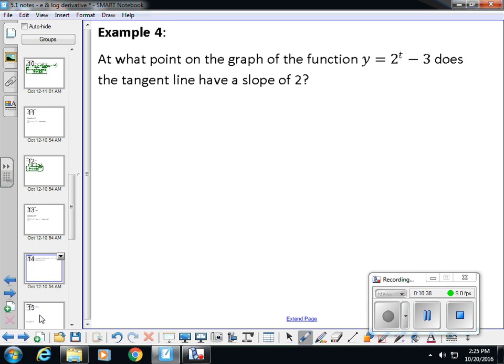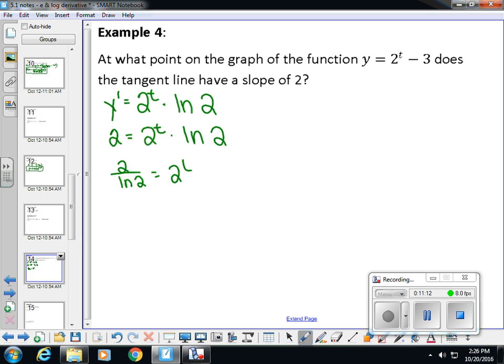So in example 4, at what point on the graph of the function y equals 2 to the t minus 3 does the tangent line have a slope? Well, first I need to find the derivative. So the derivative of 2 to the t is 2 to the t times ln of 2. So I need to set that equal, because I want to figure out when the slope of this thing is going to equal that. So I would probably divide through by the ln of 2 equals 2 to the t.